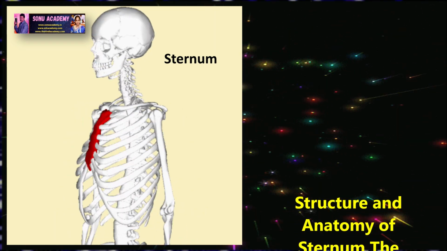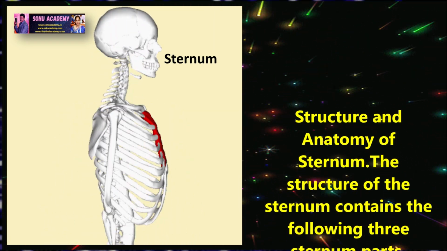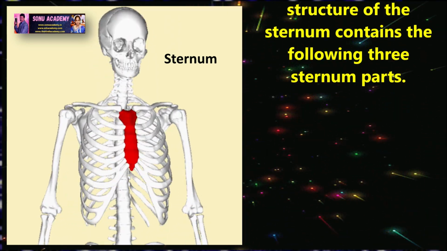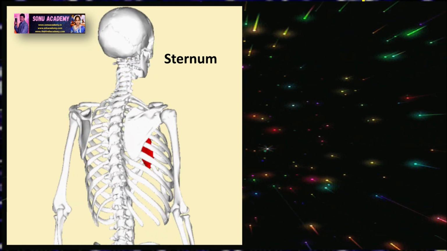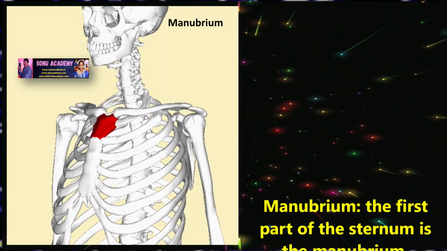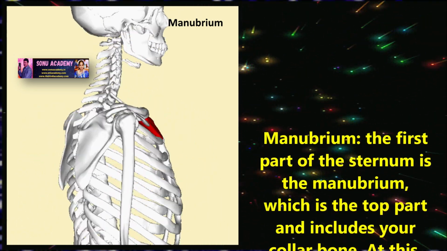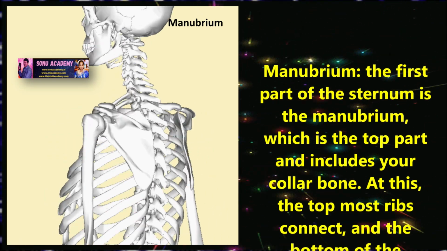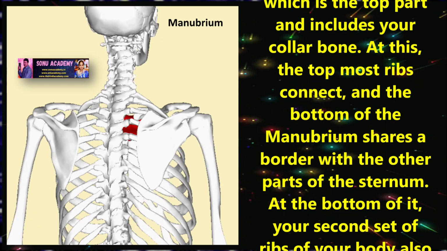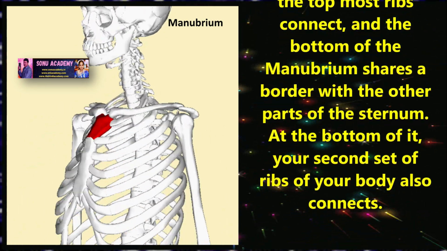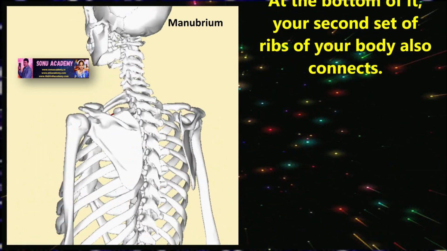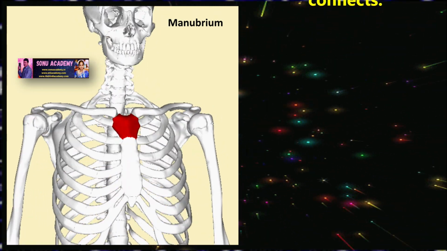Children, let us discuss the structure and anatomy of the sternum. The structure of the sternum consists of three parts, the first one being the manubrium. The manubrium is the top part and includes your collarbone. At this part, the topmost ribs connect, and the bottom of the manubrium shares a border with the other parts of the sternum. At the bottom of it, your second set of ribs also connects.